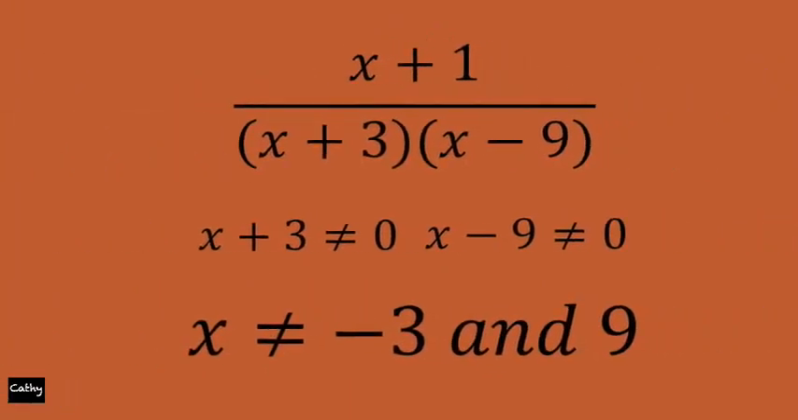Next, x plus 1 divided by x plus 3 times x minus 9. So x plus 3 and x minus 9 cannot be 0, and x cannot be negative 3 and 9.